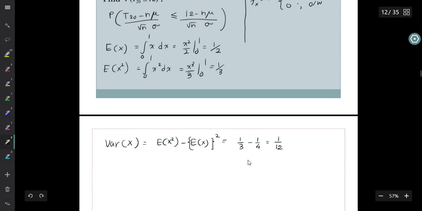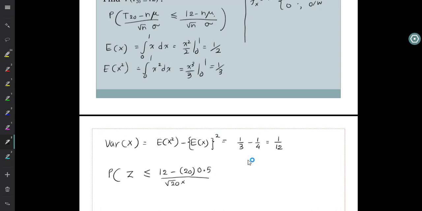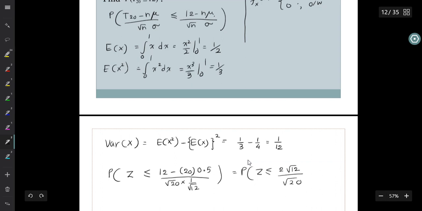Now we know the mean and the variance, so let's find the probability that T20 minus n mu over sigma square root of n, now that is the Z value, is less than or equal to 12 minus n, which is 20, and this mu we have found that it is 0.5, divided by square root of n, which is square root of 20, and then you have sigma, which will be, the variance is 1 over 12, so the standard deviation will be square root of that value. And if you simplify this, you will end up with probability Z less than or equal to 2 square root of 12 divided by square root of 20.